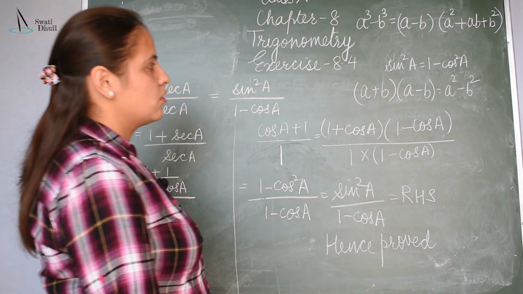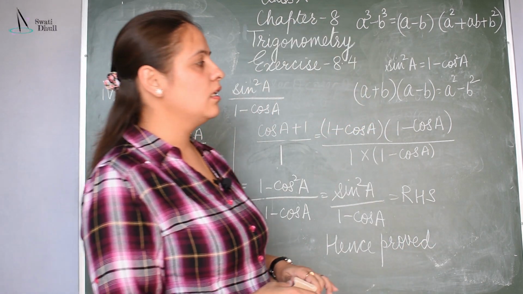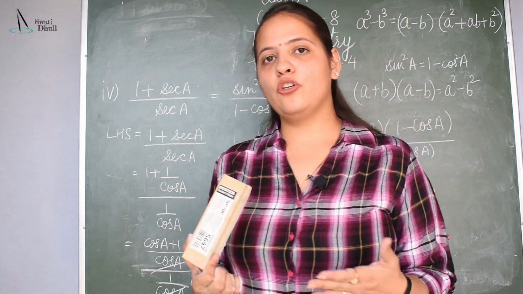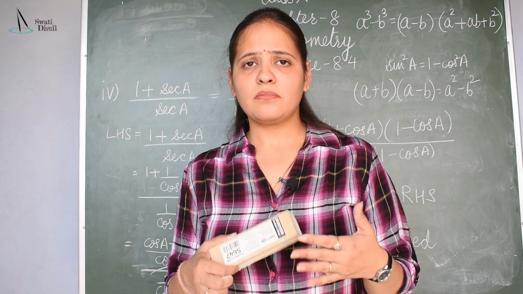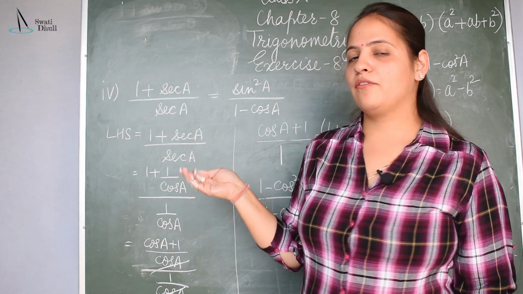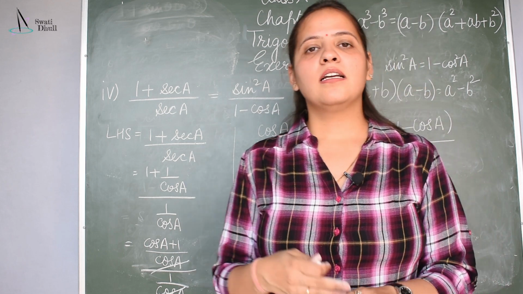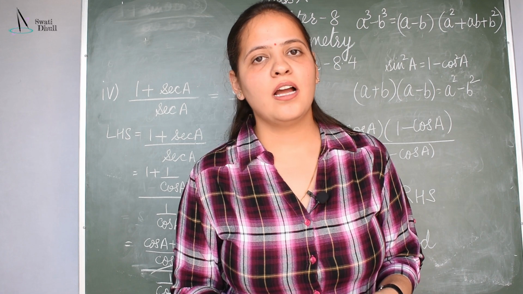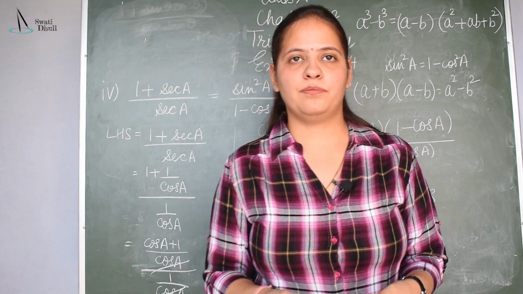So this is how we have to do questions based on trigonometric identities. Your main aim is to convert the trigonometric functions into sine and cos, and then simplify either by taking LCM or by using algebraic identities. Thank you.